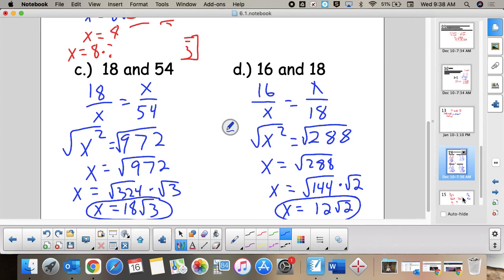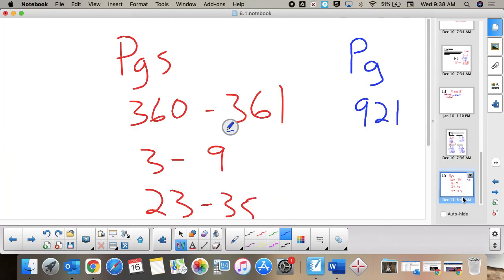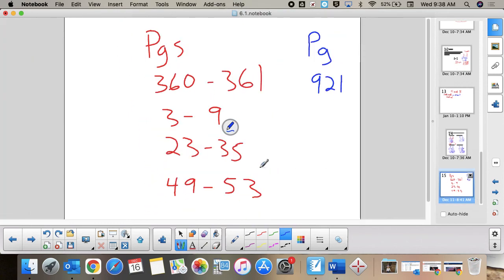Right? And here's your homework for tonight. Now I put that page 921 on here because that is your conversion chart in your book. If you need to look up any conversions, that is the page you can look at. If you have any questions, please email me.